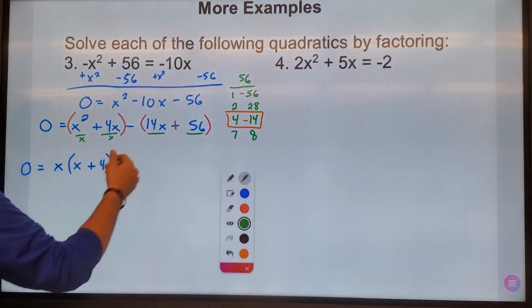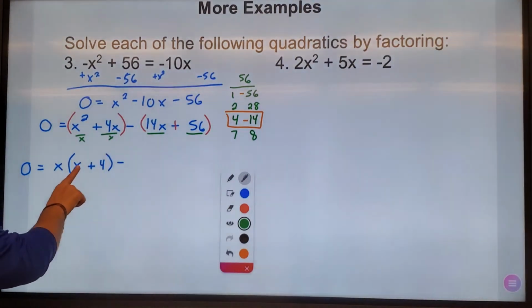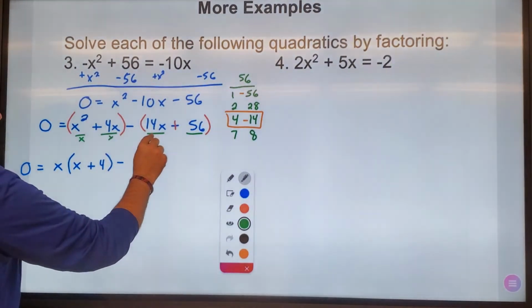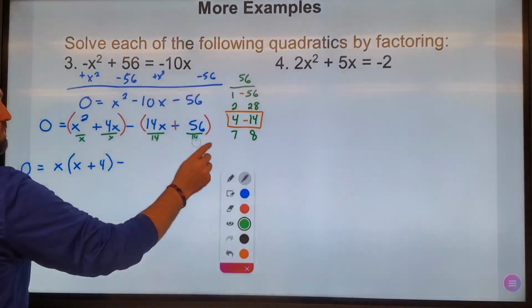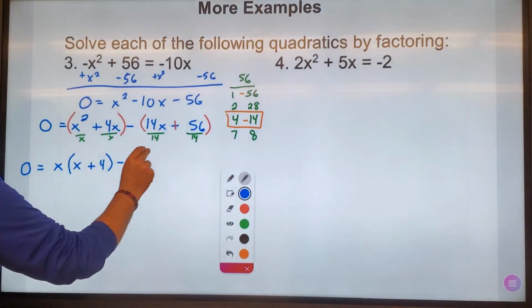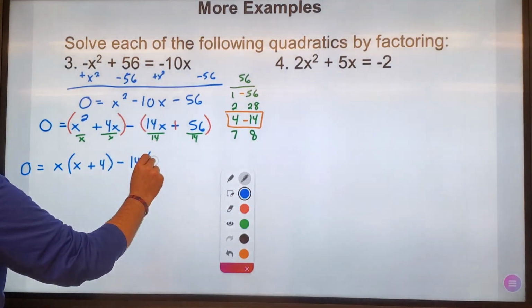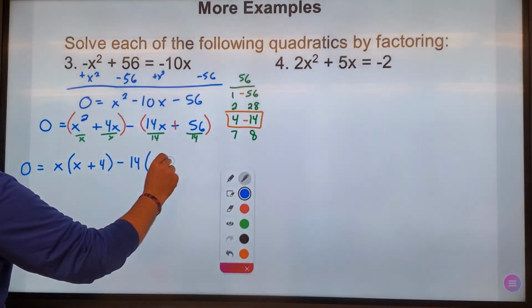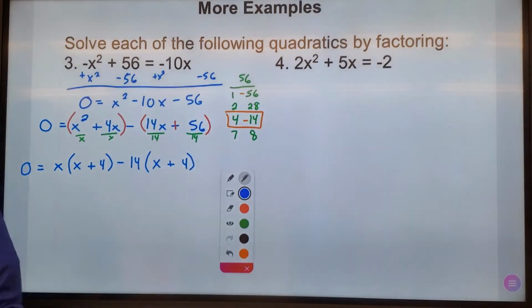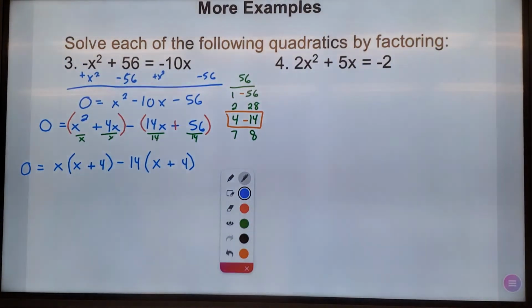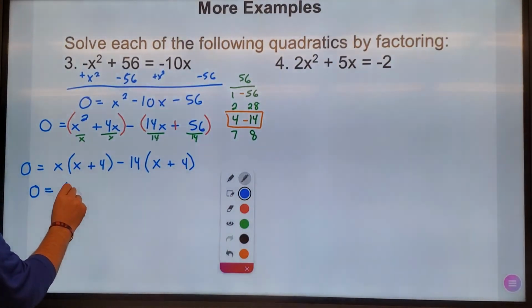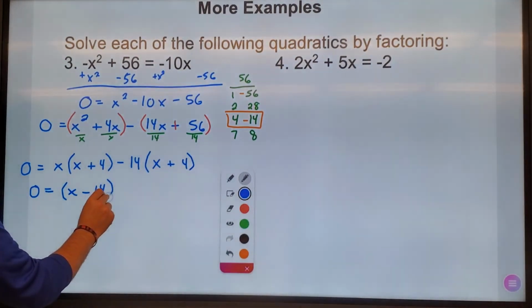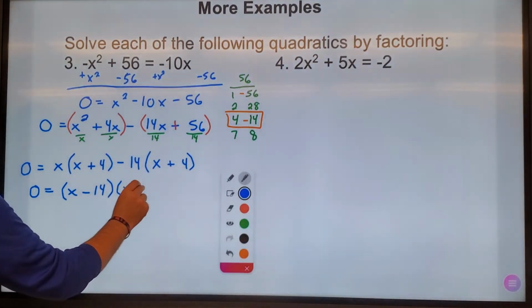14 and 56, I can divide by something to make this 14 become a 1. So obviously it has to be 14. So minus 14 times, 14x divided by 14 is just x. 56 divided by 14 is 4. Again, what's on the outside of those parentheses slides together and becomes one set of factors. So 0 equals x minus 14 times x plus 4.